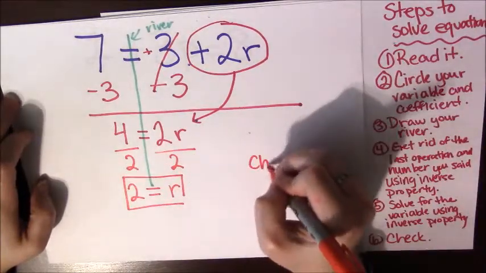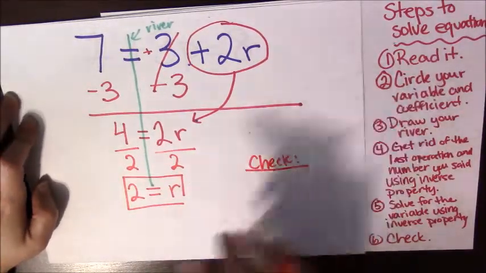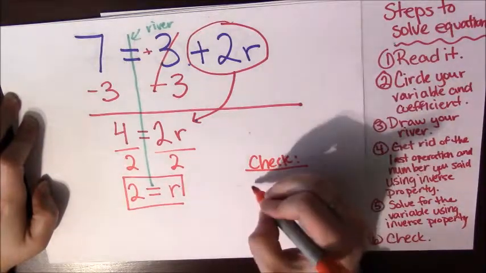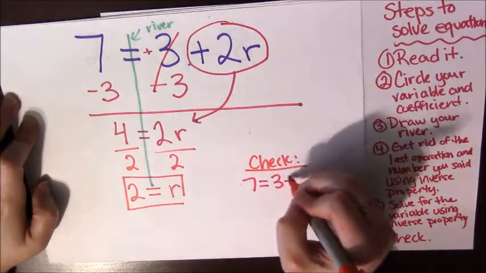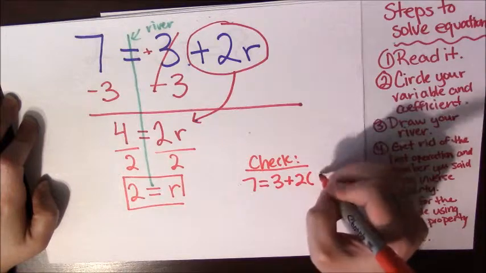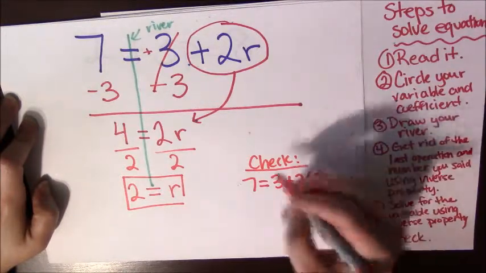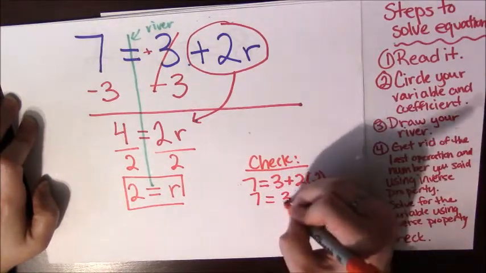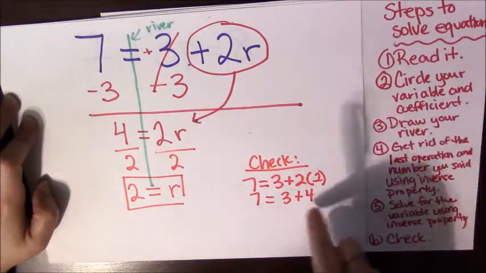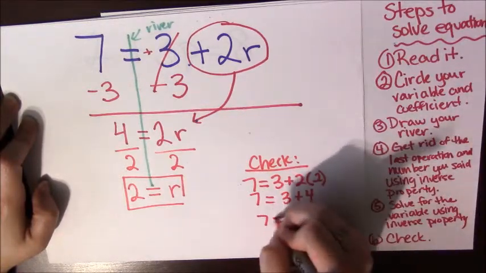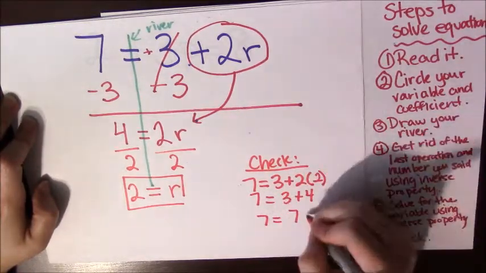Now I do my check. Remember, I substitute the number in. So 7 equals 3 plus 2 times r, which was 2. Substitute it in. So 7 has to equal 3 plus 4. 3 plus 4 is 7. So does 7 equal 7? Yes. So that is check.